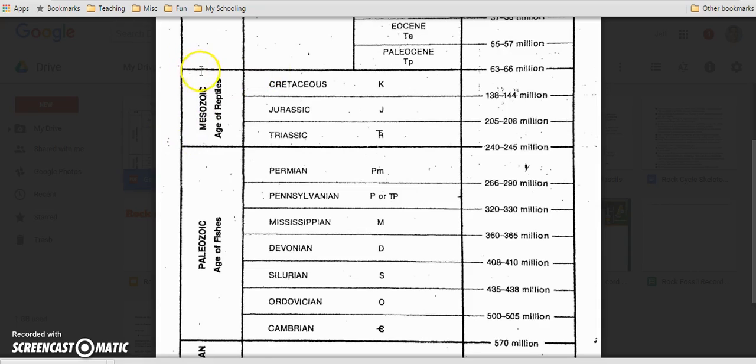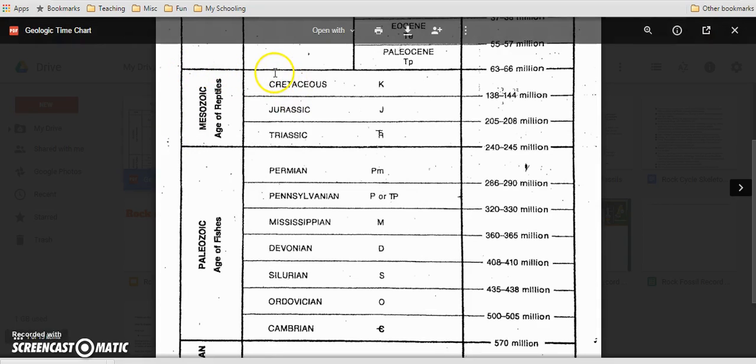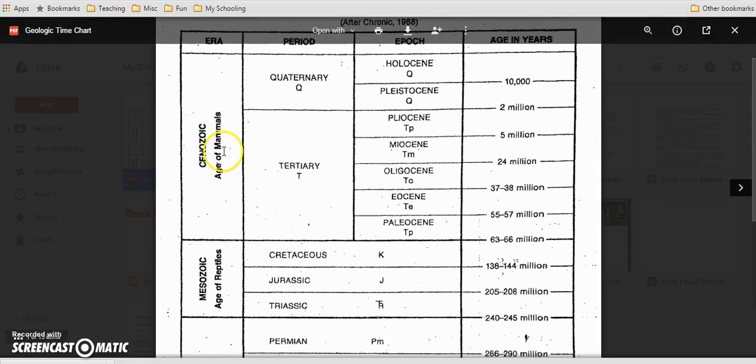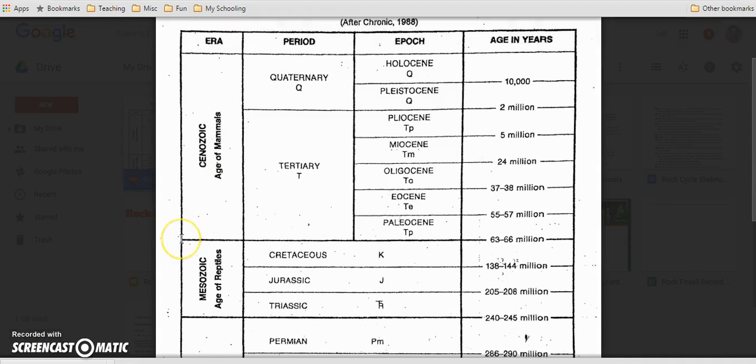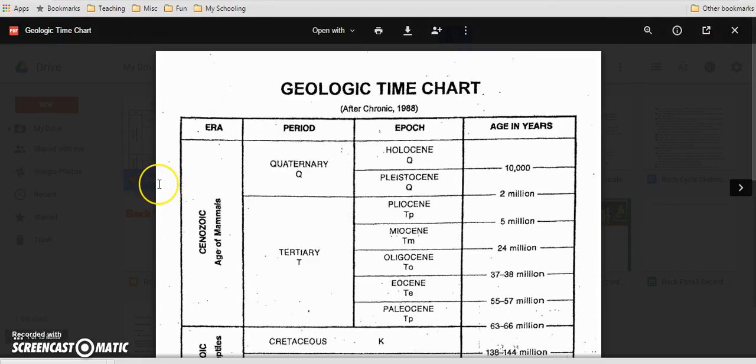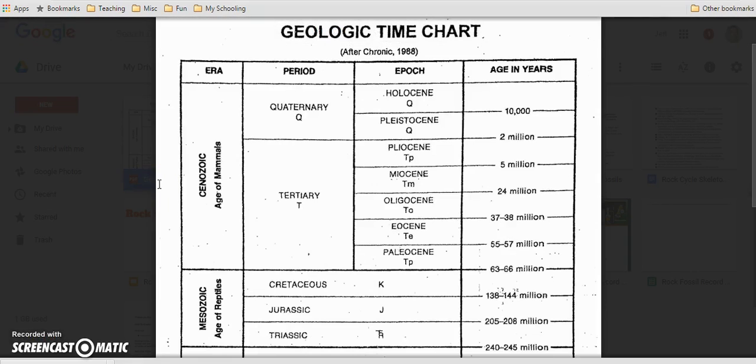And so when the dinosaurs essentially went extinct, that was the end of the Mesozoic era and the beginning of the Cenozoic era. So if you're asked what marks the end of an era, you can answer correctly that it's marked by massive extinctions. Okay? Let's see, what else is important about this chart? I think really for this class, that's it.